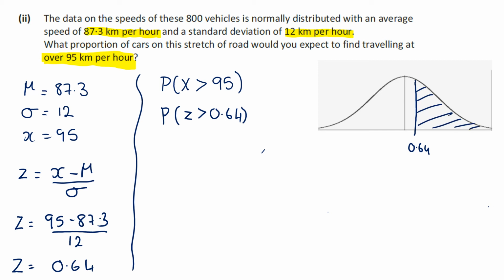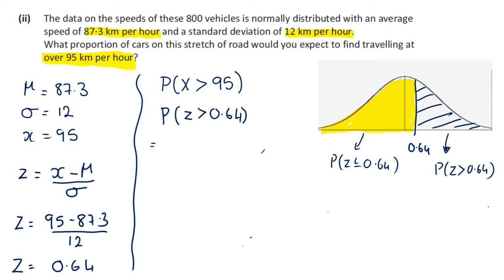Now, in my log tables, the log tables only work to the left of the Z-score. So it's going to find that yellow piece there. And we're going to use the fact that all of the probabilities under this curve will add to 1. So I'll be able to say that this part here is the probability that Z is greater than 0.64, and this part here is the probability that Z is less than or equal to 0.64. When they're added together, it should be 1.